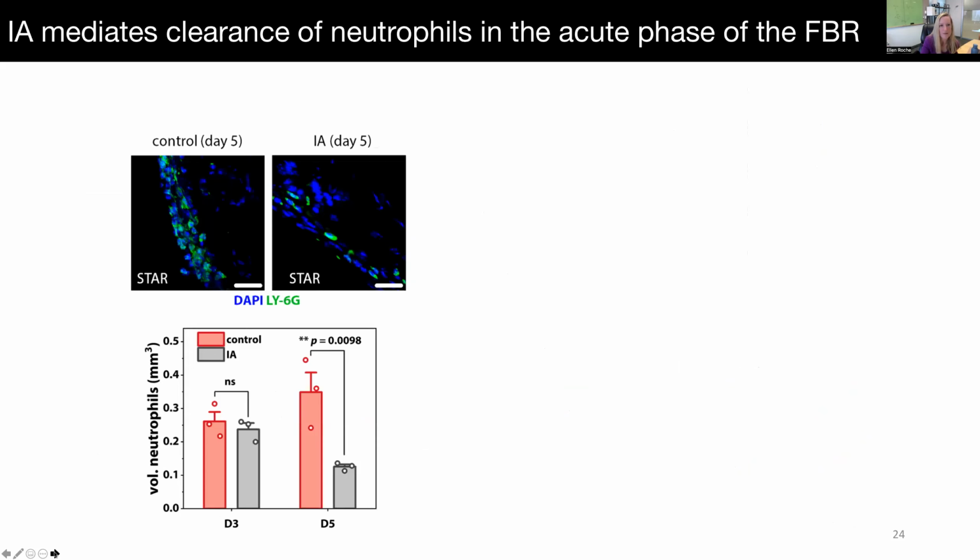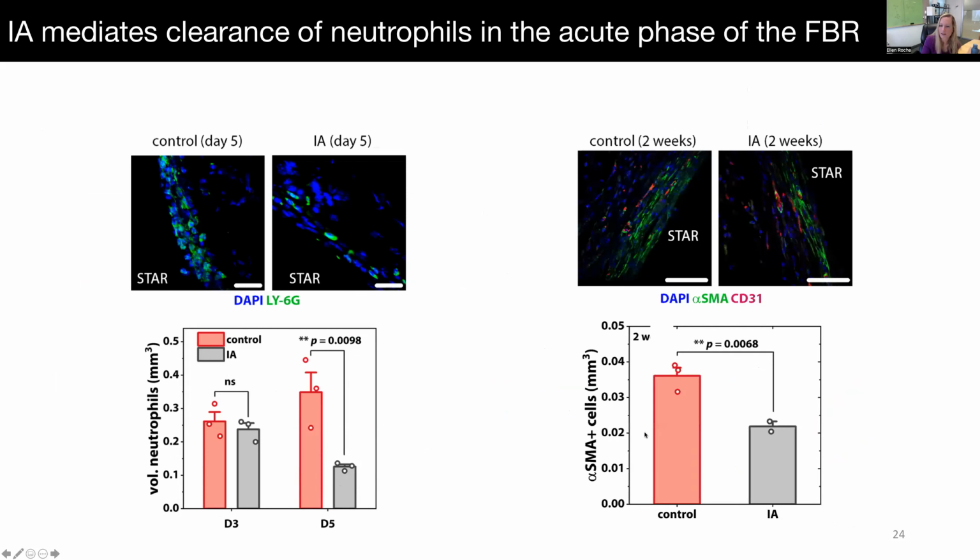Why does this happen? First of all, we looked at early response, and we counted the number of neutrophils in the control and intermittently actuated group. And at day 5, we see significantly fewer neutrophils in the group that's actuated. If we look at the amount of myofibroblasts at 2 weeks, we see less in the actuated group as well. And this is stained by alpha SMA.